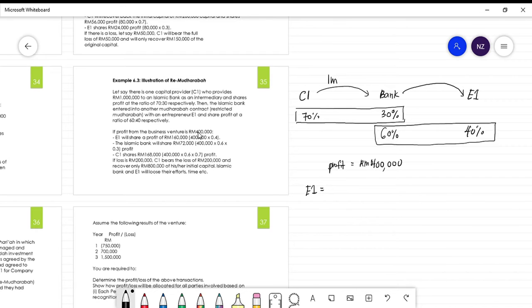We take the profit value and then multiply it by the pre-agreed profit ratio from earlier, which is 40%. So we multiply 400k times 40%, then you will get 160k. So this is the calculation method, and right, it says E1 will share a profit of 160,000. So this is how you calculate the profit for E1.